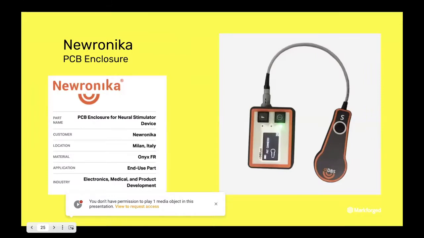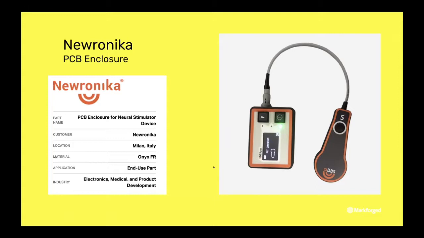Moving on to a different application of an end-use part. So, basically, this part is a PCB enclosure for a neural simulator device by Neuronica, based in Milan in Italy. This part is made through one of our materials, Onyx fire retardant. So it's very important in terms of the material properties that this has, a fire retardant additive for safety purposes.